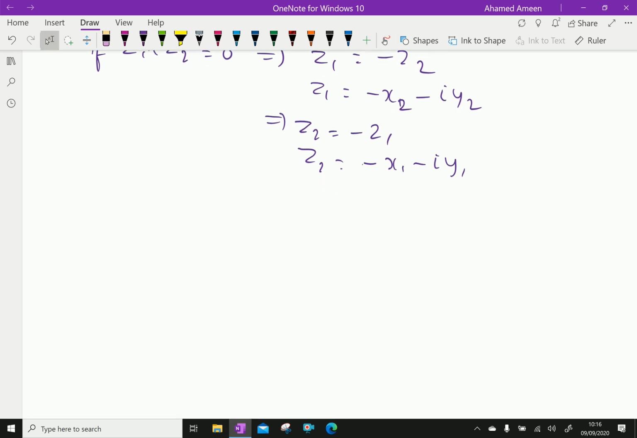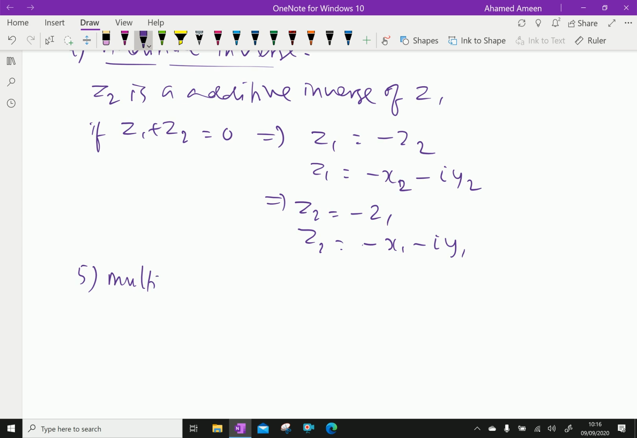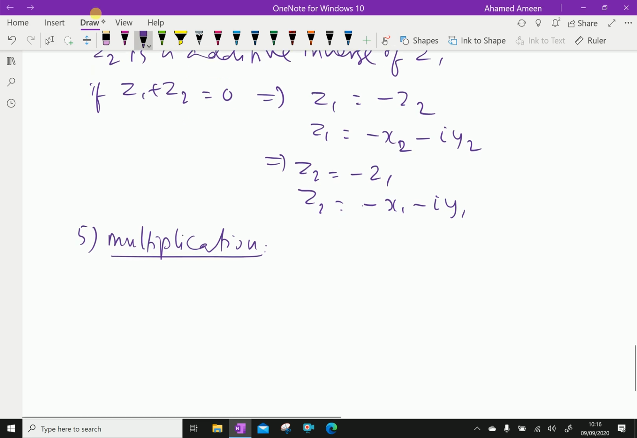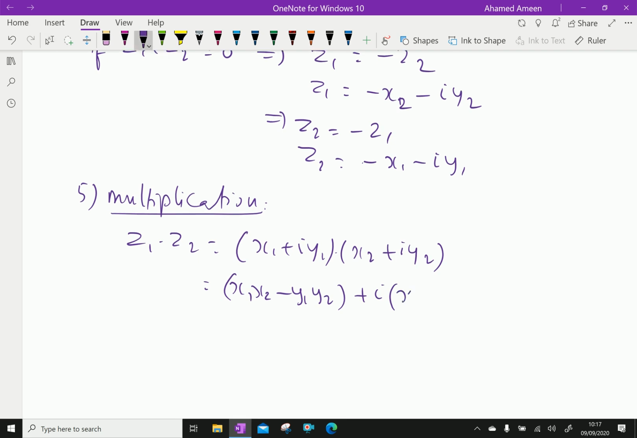Next, multiplication of two complex numbers. Here Z1 into Z2 is x1 plus i y1 into x2 plus i y2. After multiplication, we will get the result x1 x2 minus y1 y2 plus i times x1 y2 plus y1 x2. This is the result of multiplication of two complex numbers.